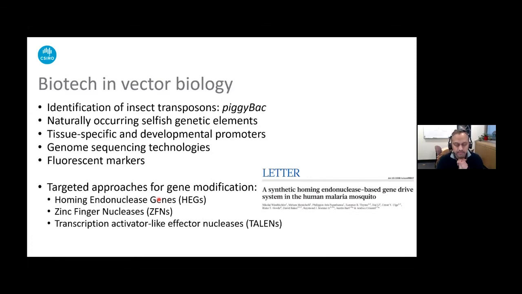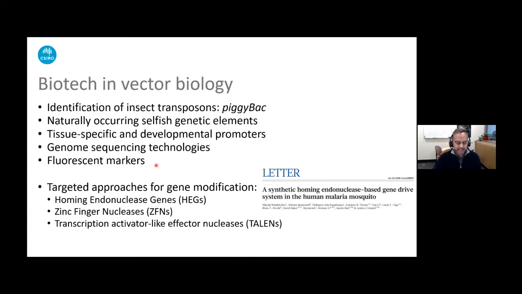a genome. There has been a lot of advances in identifying promoters which can drive a certain gene. So this can be tissue specific or developmental. So it can be very specific. The genomes of a lot of these vector mosquitoes are known because of advances in genome sequencing technologies and also use of fluorescent markers. Now these fluorescent markers can be used in the lab or in field trials to track genetically modified mosquitoes as compared to wild mosquitoes. So you can do that comparison.